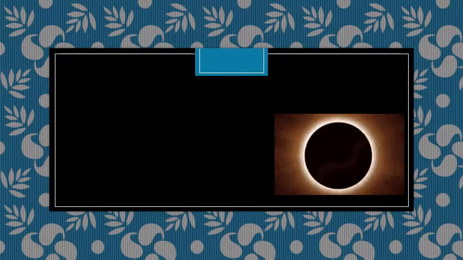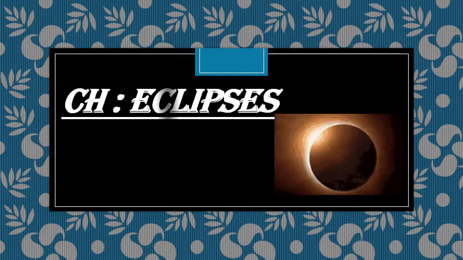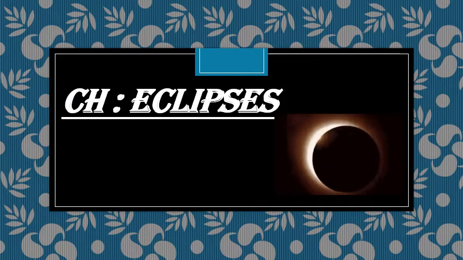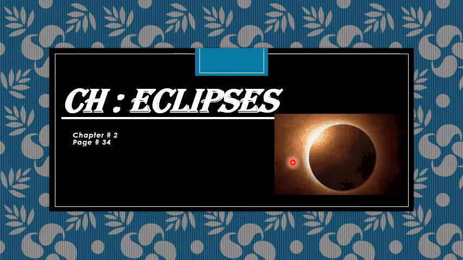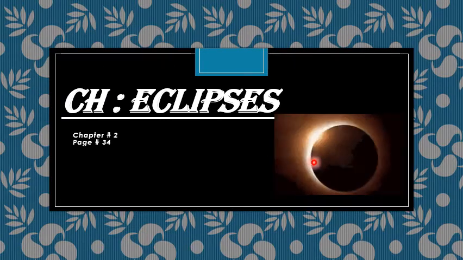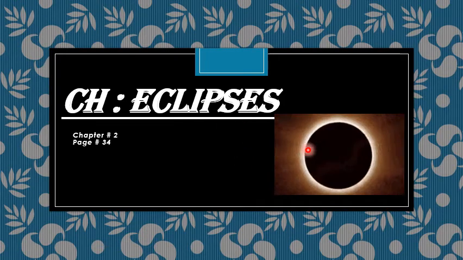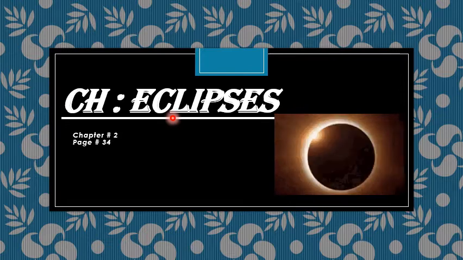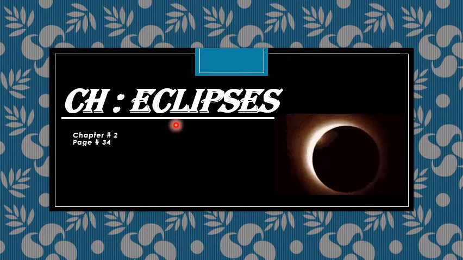So my dear students, in the last class we have started our chapter number 2 and the name of the chapter was Eclipses. It is our chapter number 2 and it is on page number 34. You can observe here in this animated picture that something is going on. This is how the eclipse looks like. What are the conditions of eclipses? What are the types of eclipses we have discussed in last class?